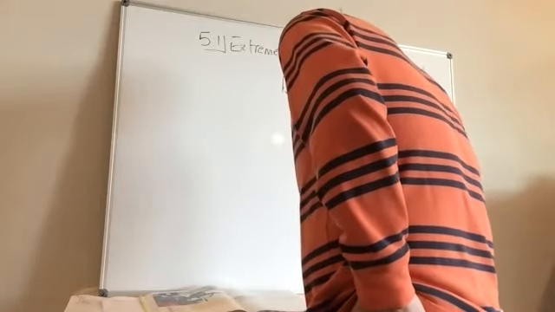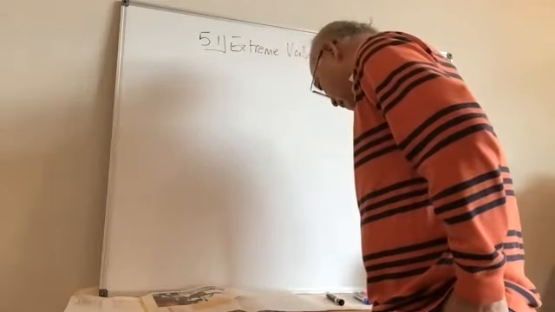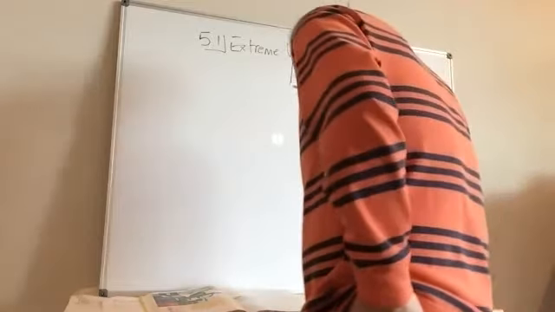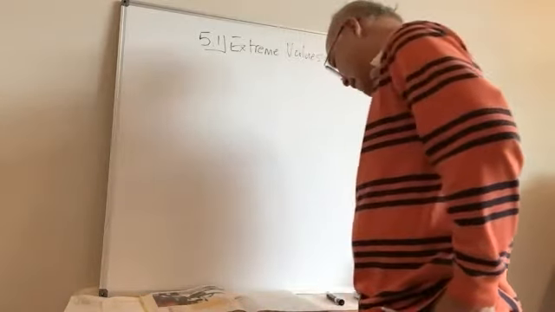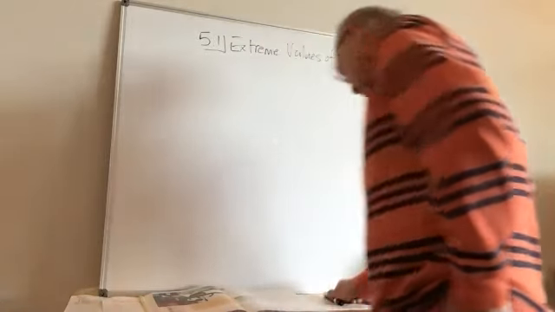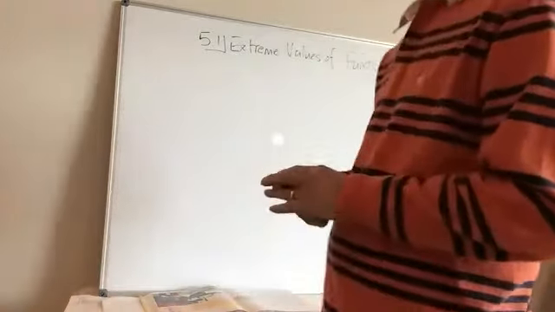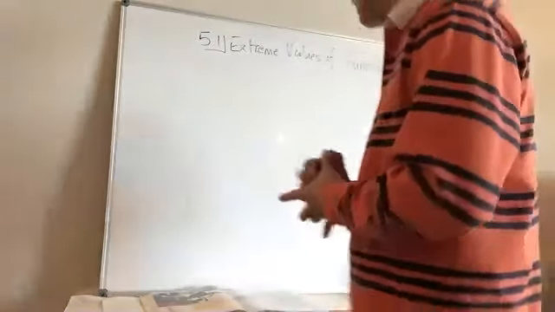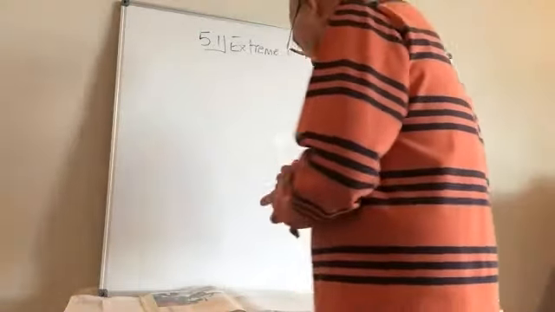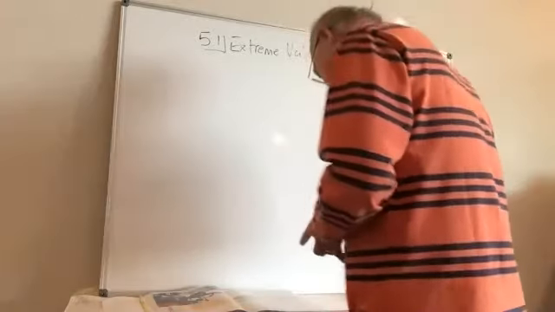Let f be a function with a domain D. Then f of c is the absolute max on D if and only if f of x is less than or equal to f of c for all x in D. Makes sense. And f of c is the absolute min on D if and only if the reverse inequality holds. We also call the absolute extremes the global max and global min. We've used this nomenclature before; it's not the first time we're talking about absolute max or absolute min.